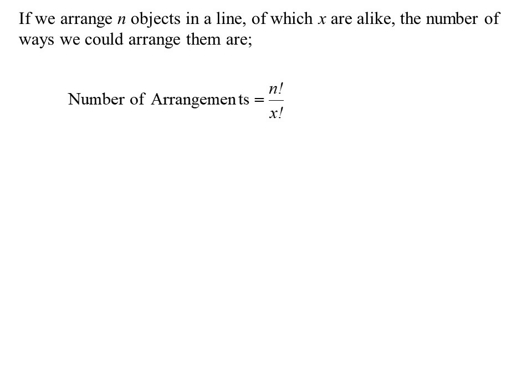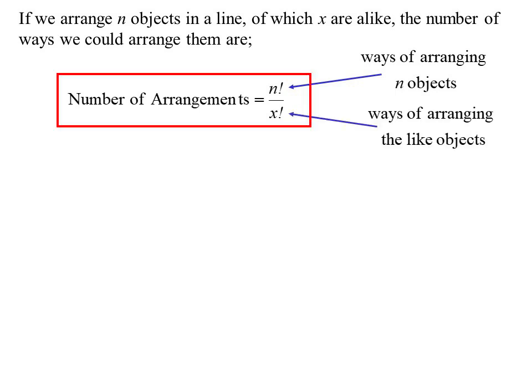Because what we're really saying is, hey, if they were all different, I know there's going to be n factorial ways of arranging them. But some of these are the same. And if they're the same, then the actual arrangement doesn't matter, because all of those arrangements look the same. So I divide by the number of ways I could arrange those same objects, because I'm not interested in that.